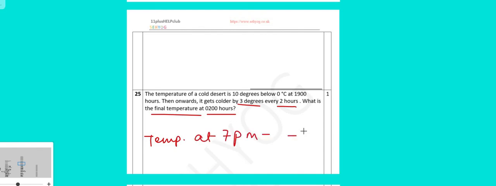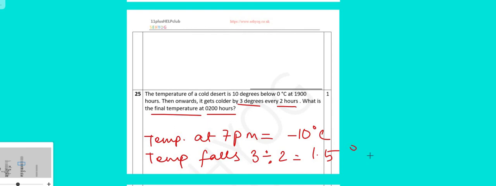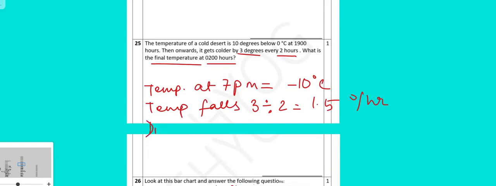7 p.m., which was minus 10 degrees Celsius. Then after that the temperature falls 3 divided by 2, which is equal to 1.5 degrees every hour, 1.5 degrees Celsius per hour. Now the next step we write is the drop in 7 hours, which is equal to 1.5 into 7, equal to 10.5 degrees.